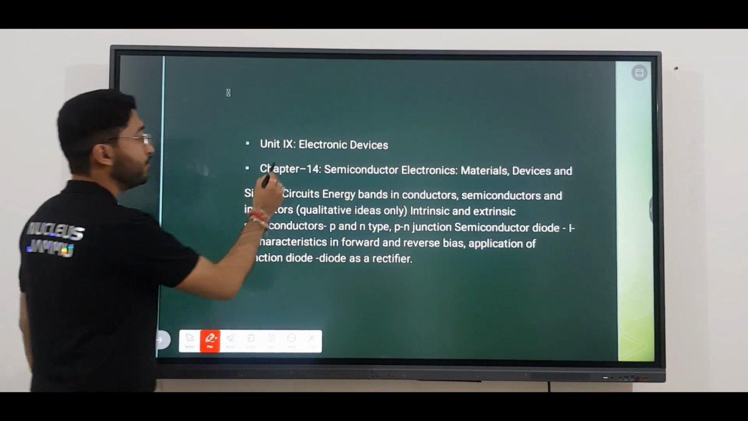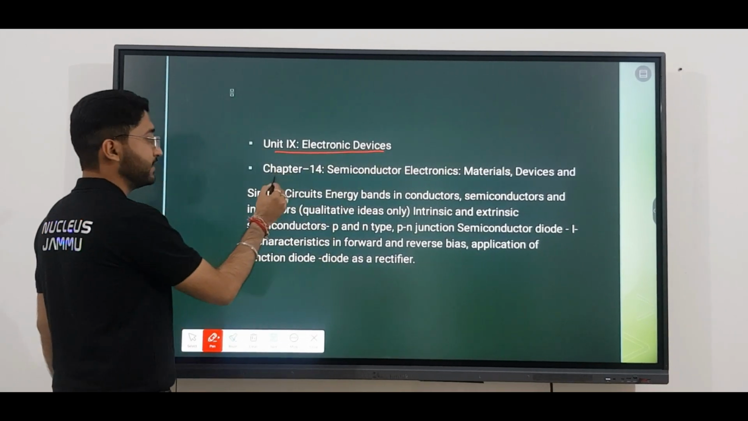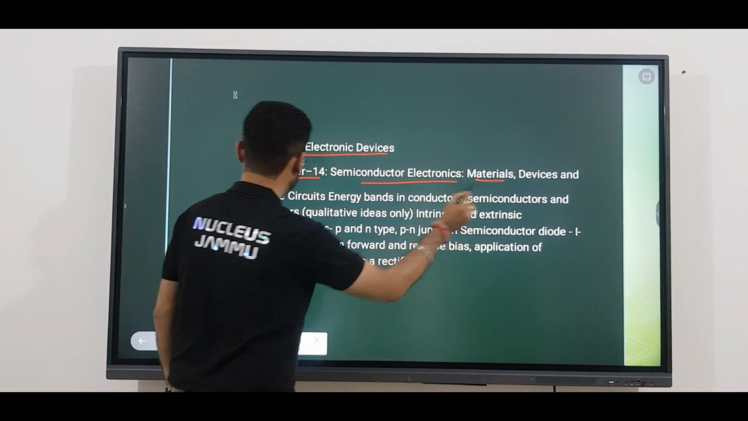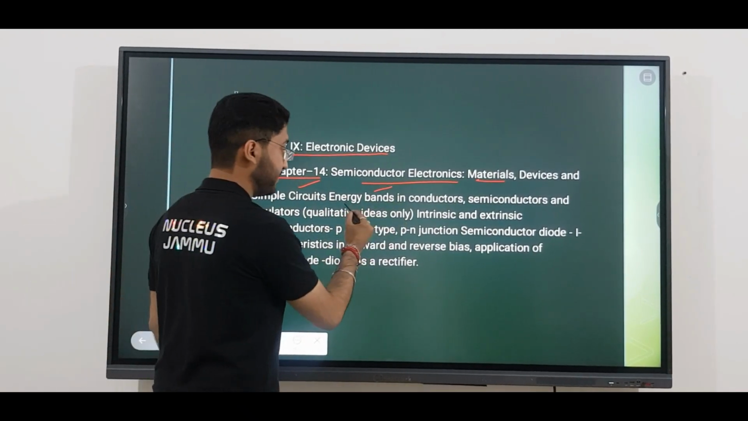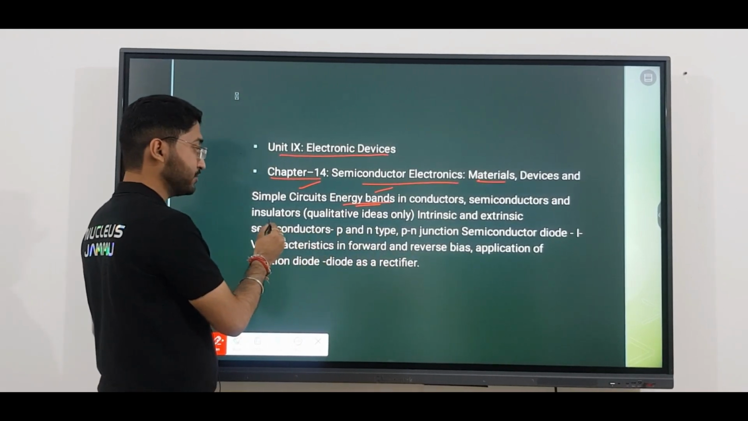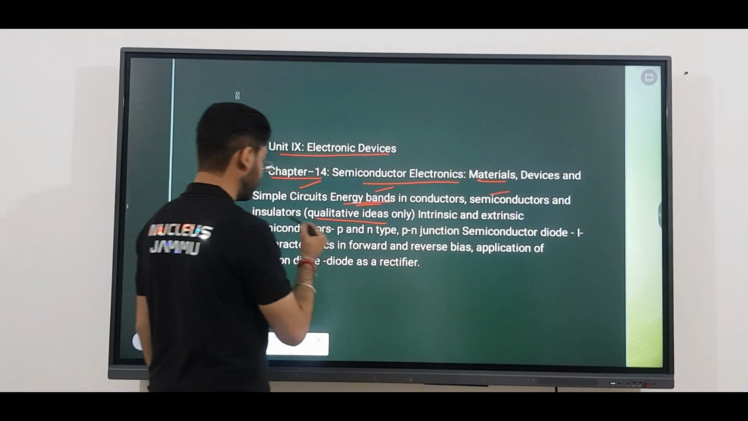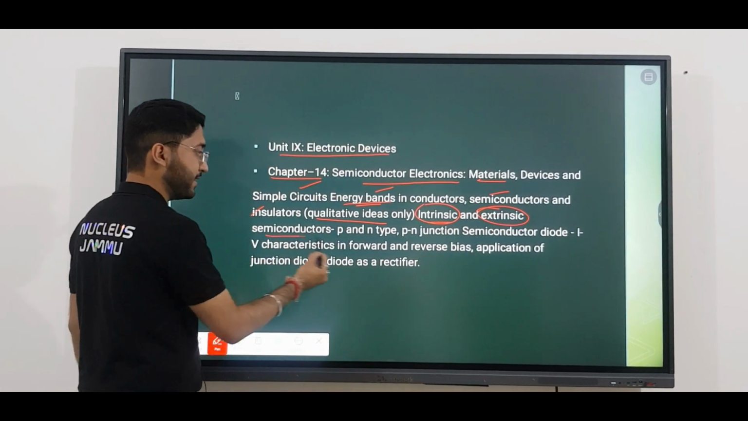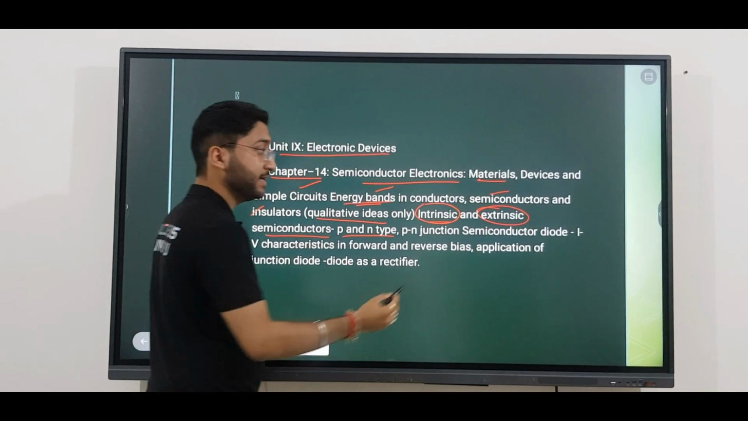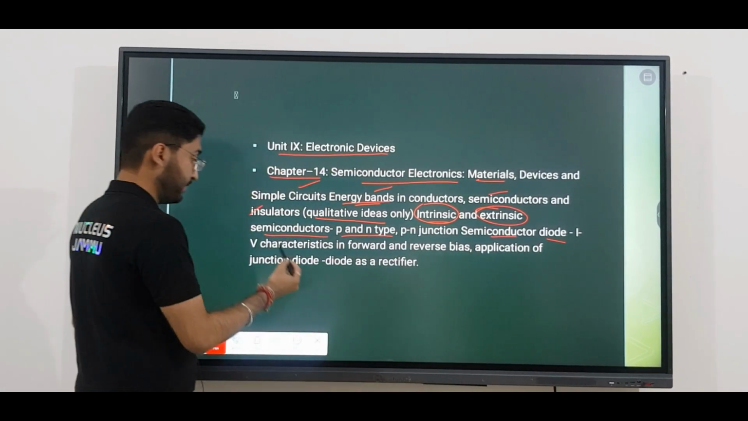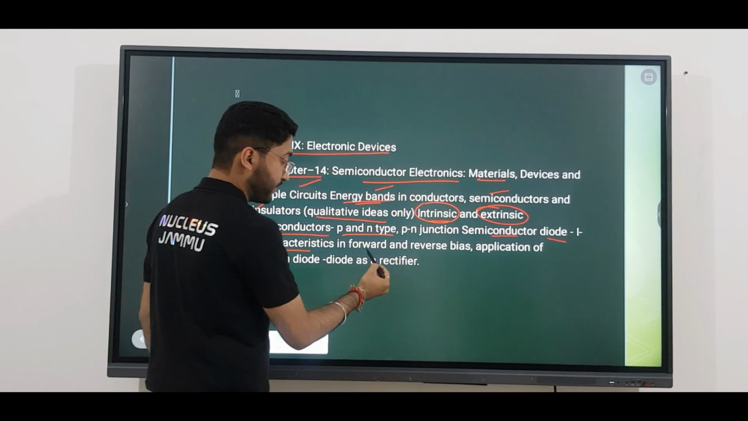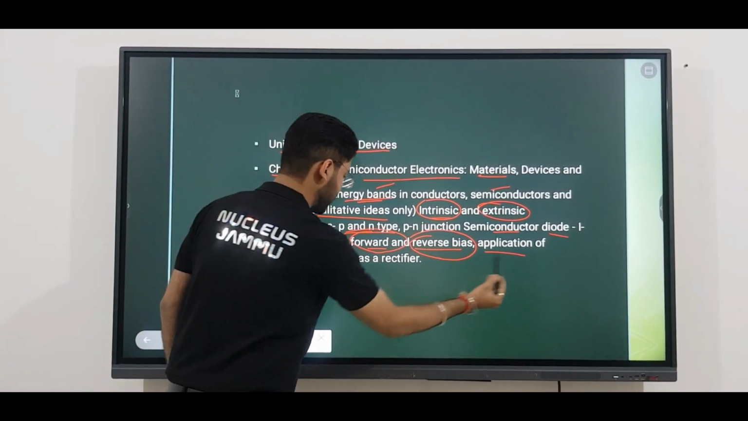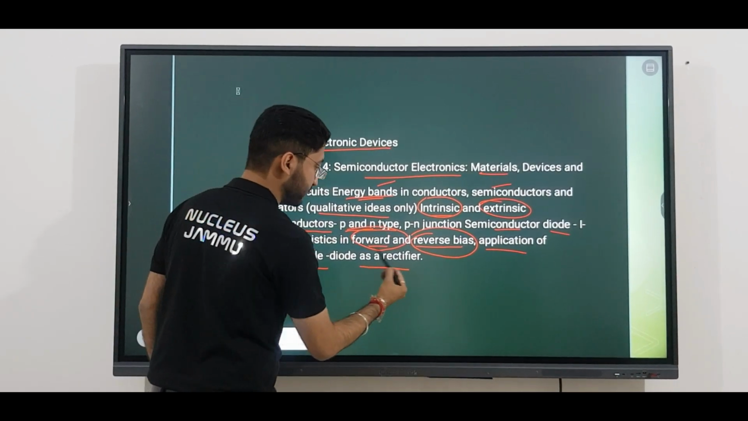Now Unit 9, Electronic Devices, the subdivision of Chapter 14, Semiconductor Electronics: Materials, Devices and Simple Circuits, energy bands. This is important. In conductors, semiconductors, insulators you have to study only basic knowledge for this. Intrinsic, this is important. Extrinsic semiconductor, p-type and n-type, p-n junction, semiconductor diode, I-V characteristics in forward and reverse bias. This is also very important, and its applications, junction diode as a rectifier. This is also very important.